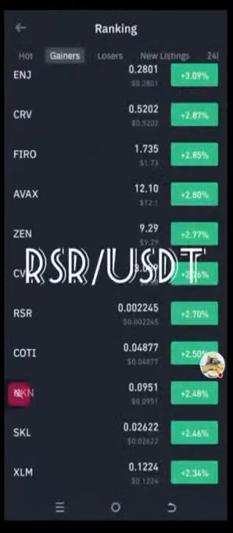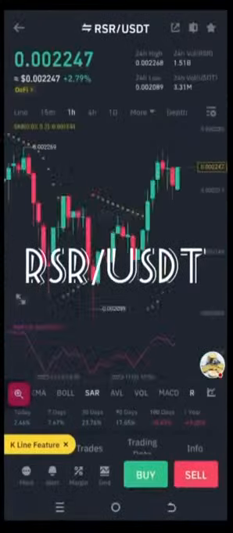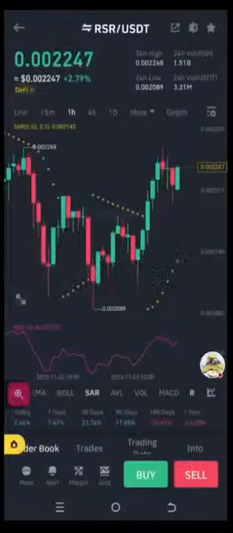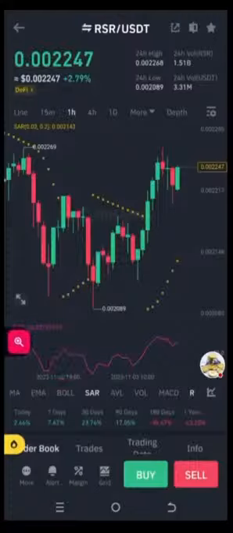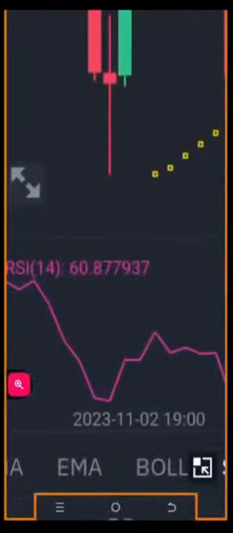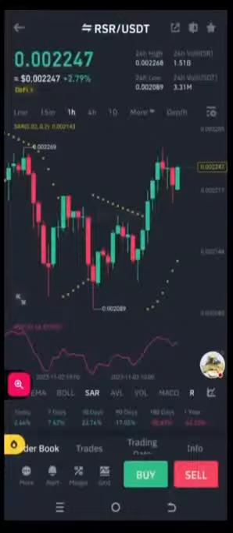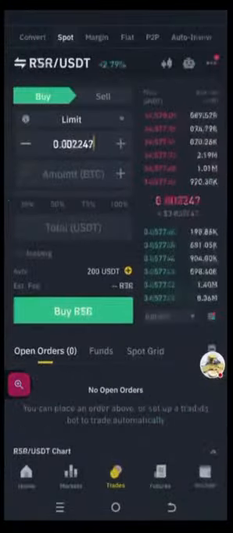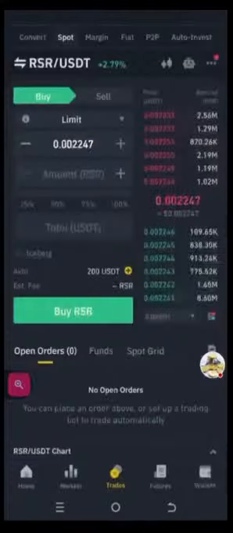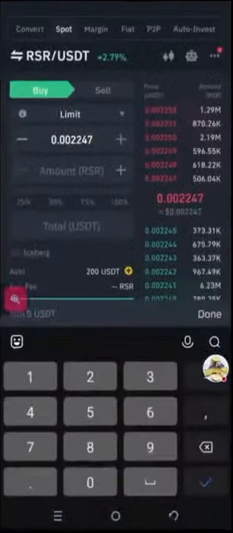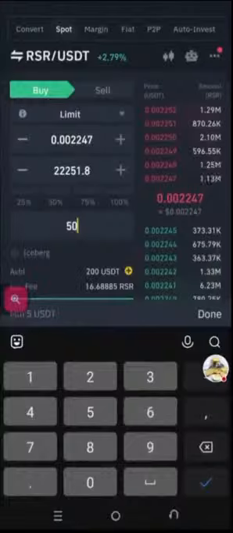Okay, RSR, let's see whether you're gonna give us something. Oh yeah, I think I'm gonna try this RSR. Look at it. Let's check what is the RSI for RSR. I think it's 60, and it looks like it's in pump. But let's go with RSR. RSR, here we come. All right, so we got $200 here. Let's go. So let's do this $50 and check it out.